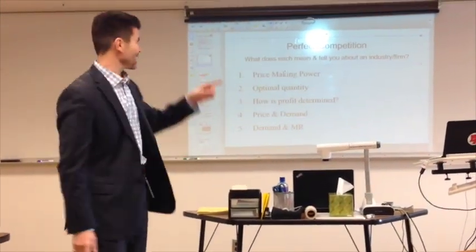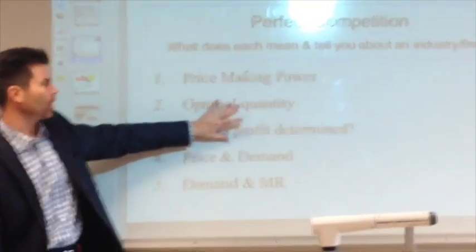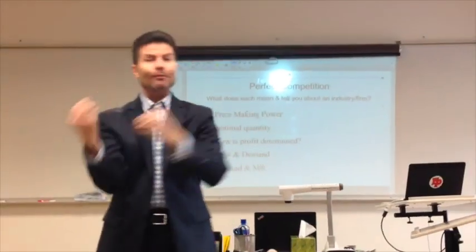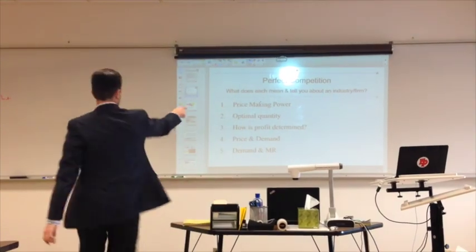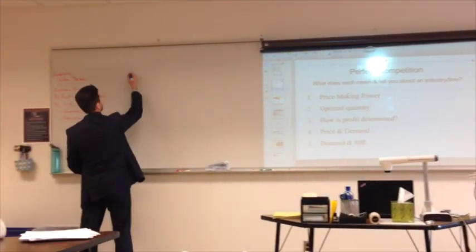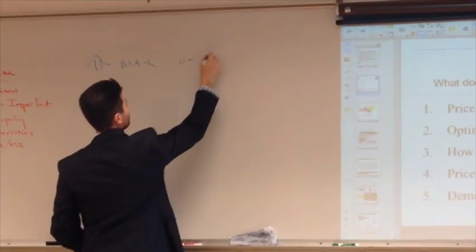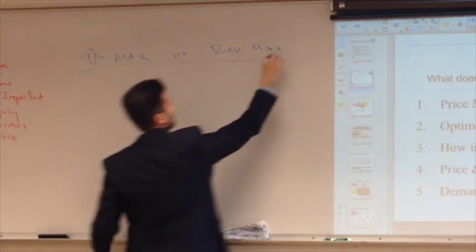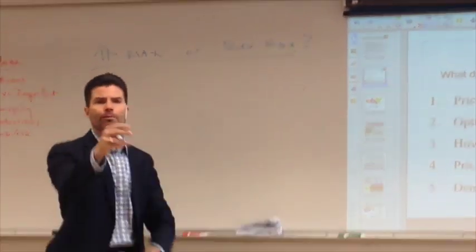All right. So the second one we talked about here is optimal quantity and how profit is determined. These two really relate to each other. We talked about profit maximizing firms and we had revenue maximizing firms. So the question is, if we look at this optimal quantity, you first have to figure out whether we are talking about profit maximizing or revenue maximizing firms. And the main thing between these two, can you stop that video?